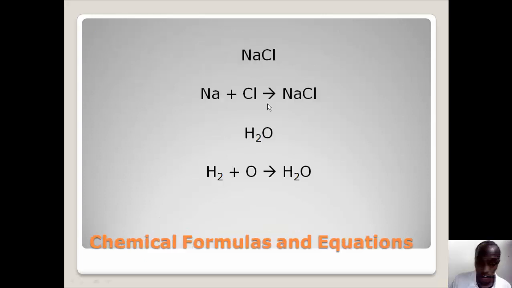So here we have some formulas and equations. NaCl is a formula. Na plus Cl yields NaCl is the equation. Same here: H2O is the formula. It shows the molecule, the compound, H2O. But H2 plus O yields H2O is the equation. So I think it's very important that we know the difference between the formula and the equation. The formula is simply the molecule or the compound, whereas the equation has several parts. And we're about to go through those parts now.